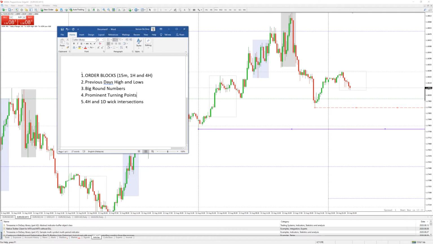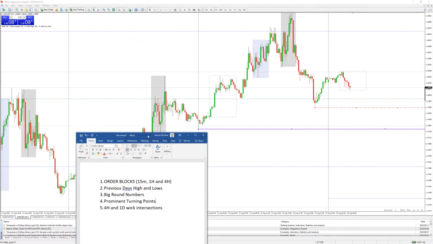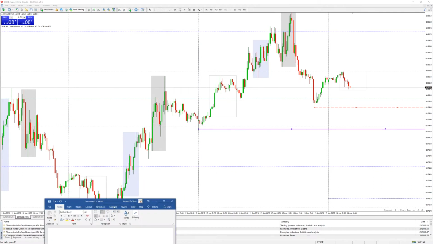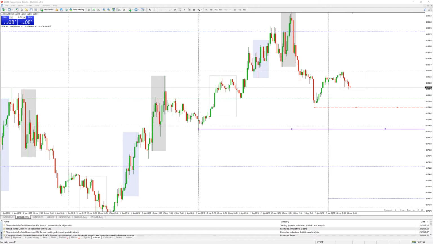Now, order blocks on the 15 minutes, 1 hour, and 4 hours. I guess you can go to one day or whatever, but then the order blocks will be very big, and we are trading the 5 minutes and 15 minutes. So let's take a look at order blocks that we can see on these time frames. Sometimes I even go 30 minutes.